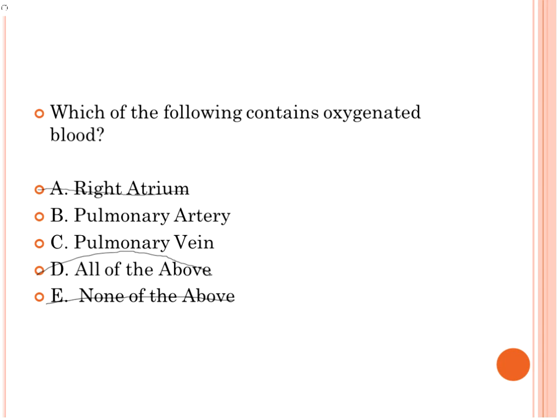Remember how I said arteries always go away from the heart, and 99% of the time it's oxygen rich. Veins go to the heart, 99% of the time it's oxygen poor. The only exception is the pulmonary artery and vein. The pulmonary artery is the only artery that has deoxygenated blood. The pulmonary vein is the only vein in the body that has oxygenated blood. So that answer is C.